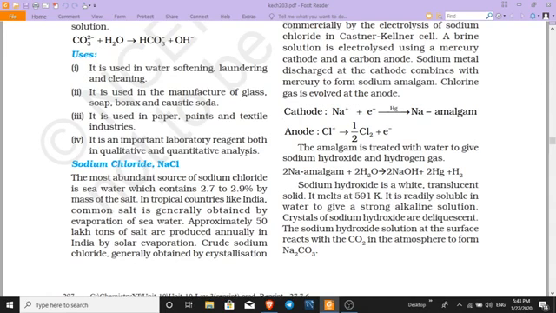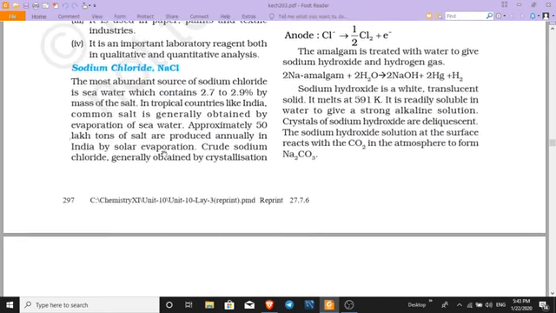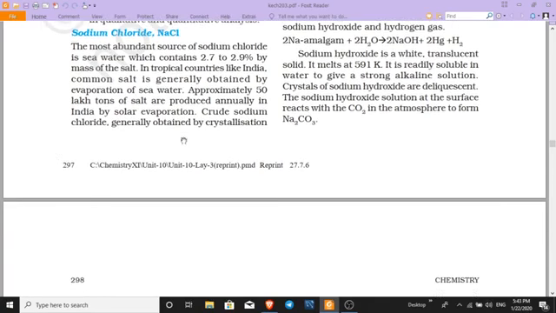Sodium chloride, NaCl. The most abundant source of sodium chloride is seawater, which means very much sodium chloride is extracted from seawater, which contains 2.7 to 2.9% by mass of salt. In tropical countries like India, common salt is generally obtained by evaporation of seawater. Approximately 50 lakh tons of salt are produced annually in India by solar evaporation.